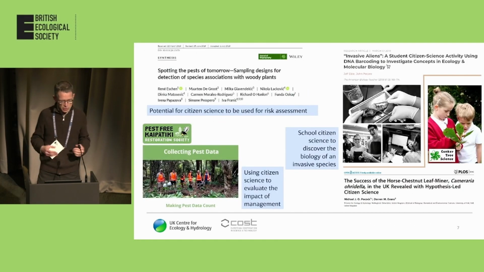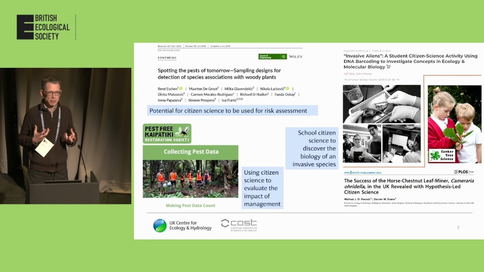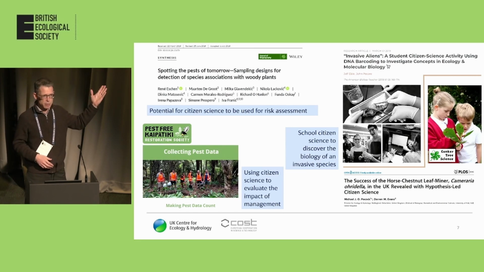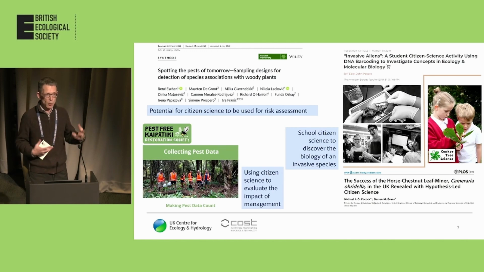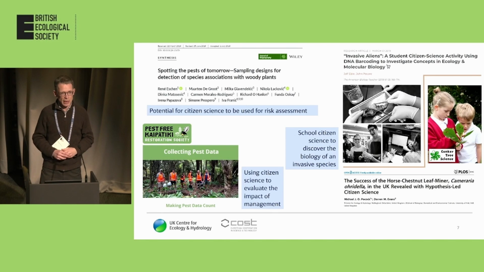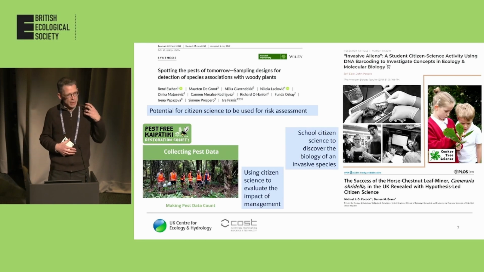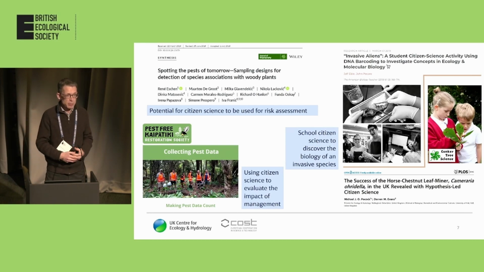But thinking about some of those newer uses of citizen science, we feel that there's a lot of potential in terms of understanding some of the biology of these organisms, and so thinking about the risk assessment and understanding the sorts of species which might be threats in the future by doing work maybe within their native ranges, things like this. And evaluating the impact of management: there's a whole load of community groups which might be keen on getting involved in thinking about management or doing the management on the ground.